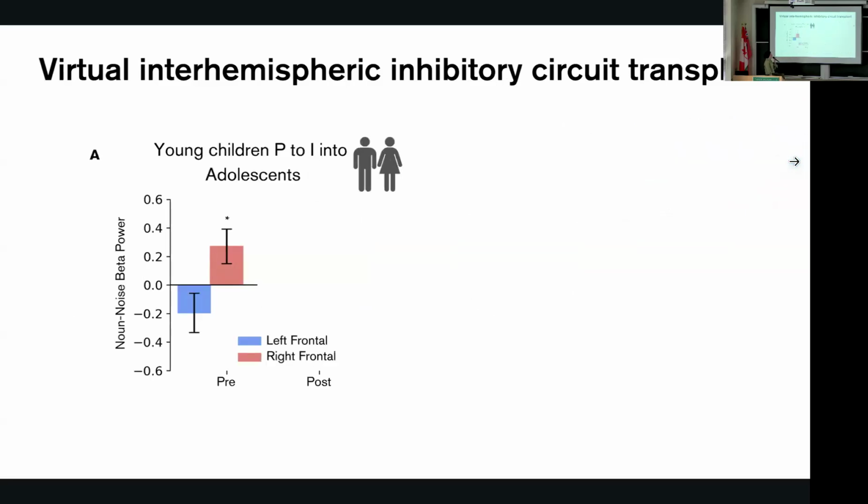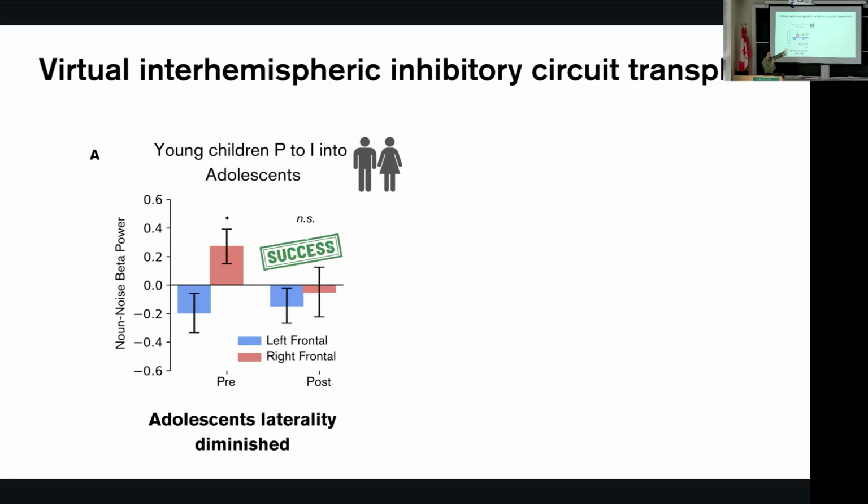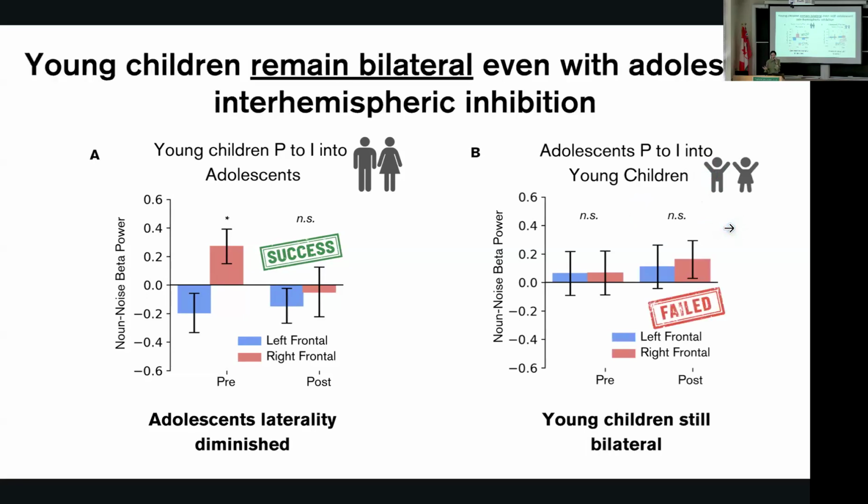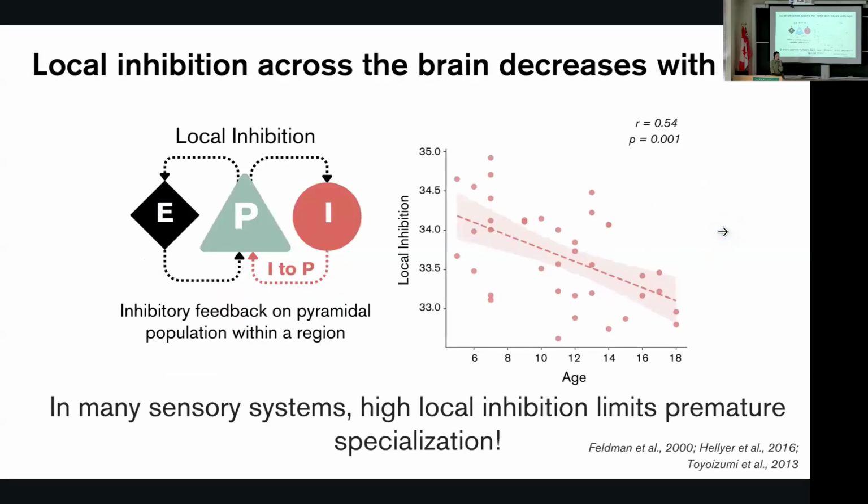And so what I'm going to show you is the pre and post results of this virtual transplant. Pre, we see the significant difference in adolescents. After giving them the young children's circuits, we see that that was enough to diminish the laterality in the adolescent circuits. And likewise, the young children start out being bilateral, but then with the adolescent circuit, that didn't work. So it only worked in the adolescents, but not in the young children. In the young children, giving them the strength of the adolescent interhemispheric inhibition was not sufficient to make them lateralized. And so what else is going on?